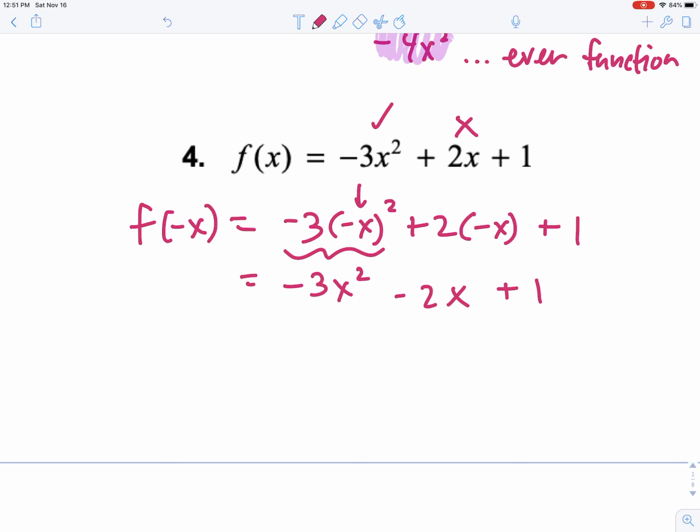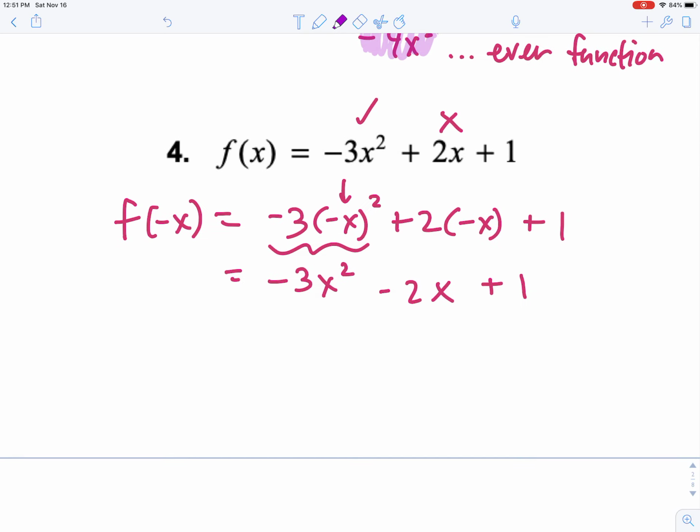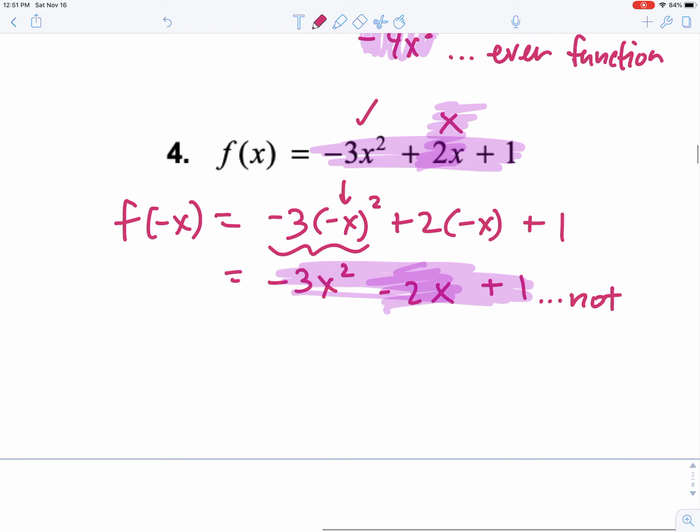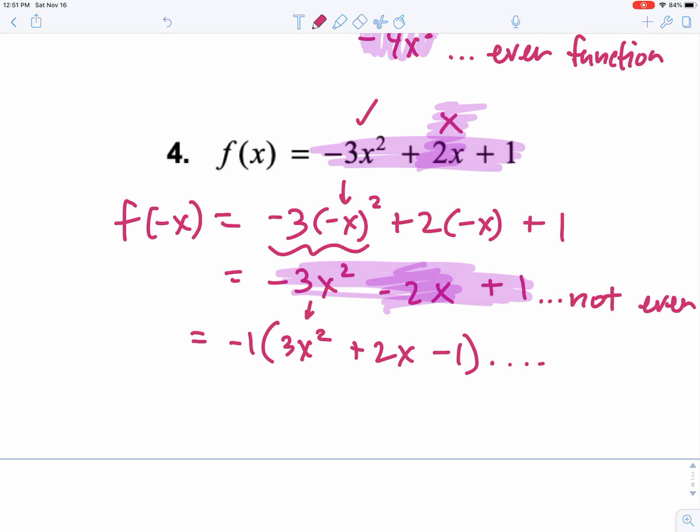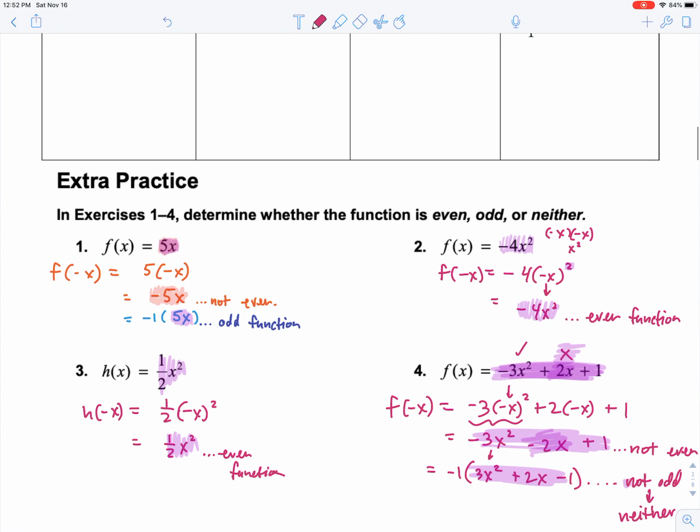The +1 of course will match because I didn't change it, but if I compare now, maybe I can make this bigger. If I compare this with this original function, because of the 2x's not matching up with their signs, this is not even. All right, so the only other thing to check is to factor out a -1. That would make this a positive 3x squared, this a positive 2x, but this a -1. But if you compare now the stuff inside of this parentheses with this, although now the 2x's are both positive, everything else is wrong. So it's not odd, therefore it is neither. Okay? All right, I'm going to stop this one here.